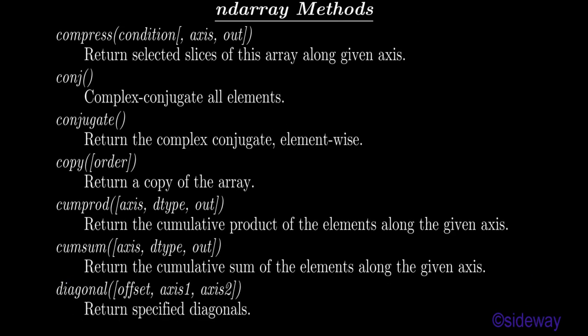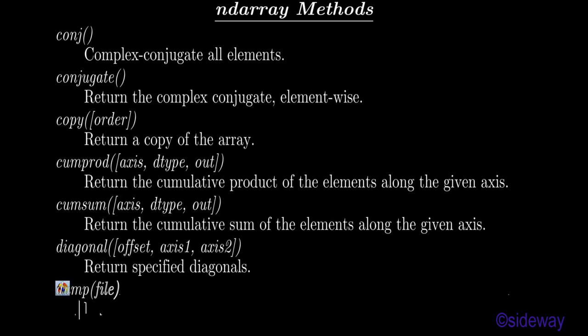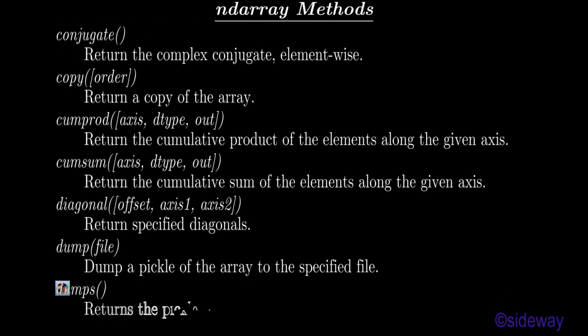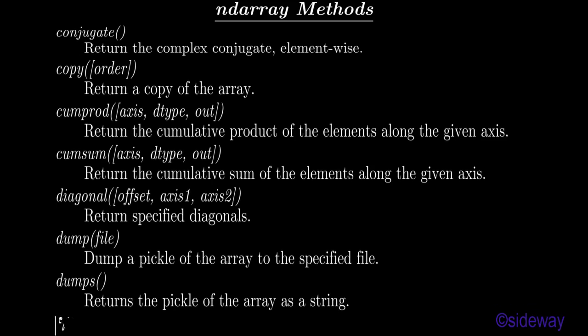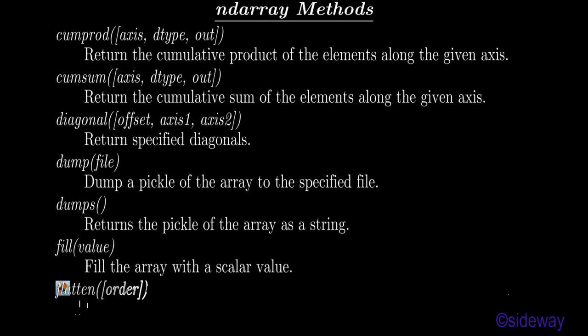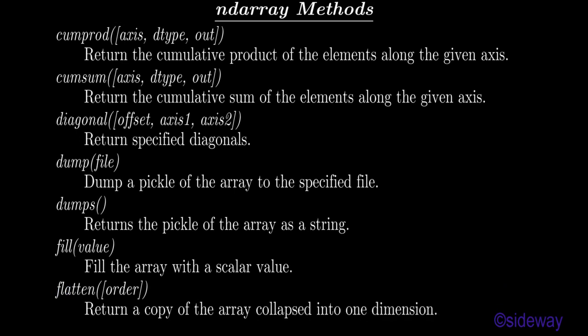diagonal, offset, axis1, axis2. Return specified diagonals. dump, file. Dump a pickle of the array to the specified file. dumps. Returns the pickle of the array as a string. fill, value. Fill the array with a scalar value. flatten, order. Return a copy of the array collapsed into one dimension.